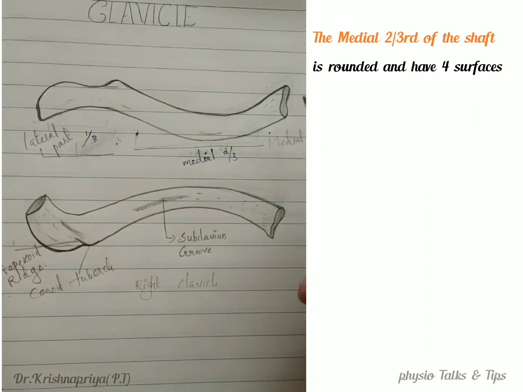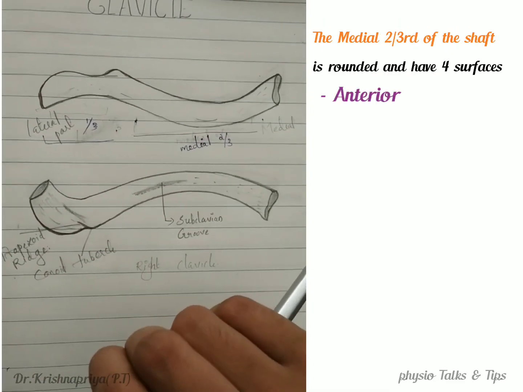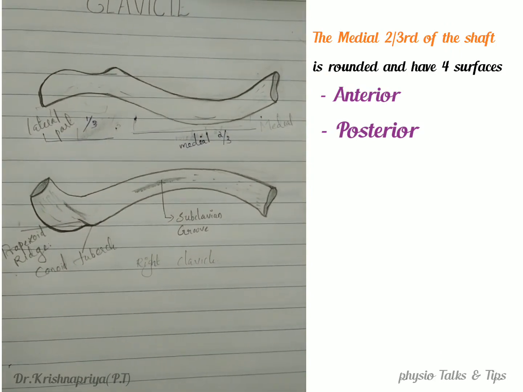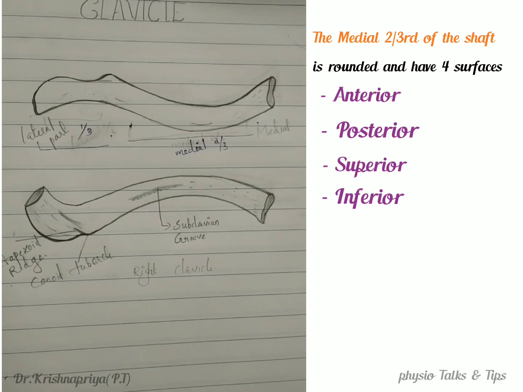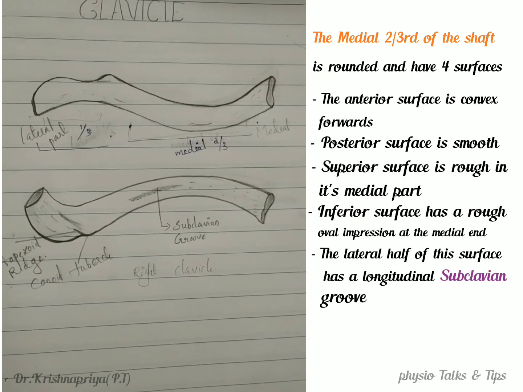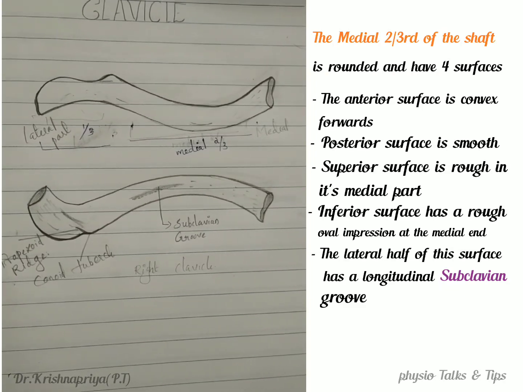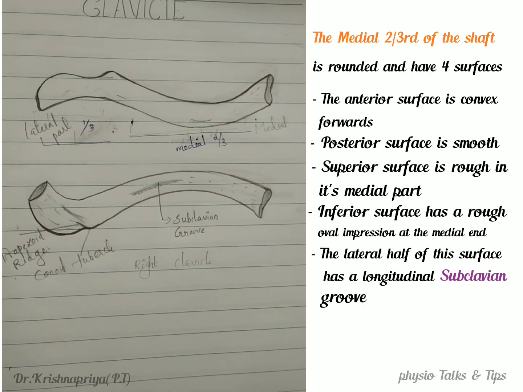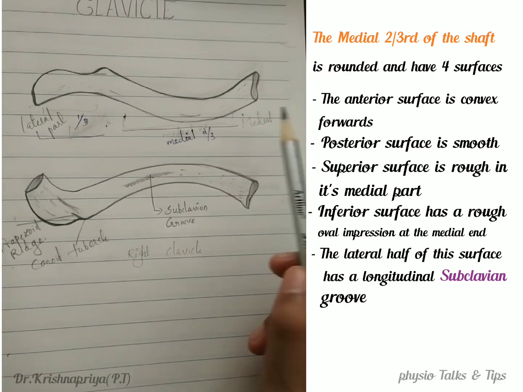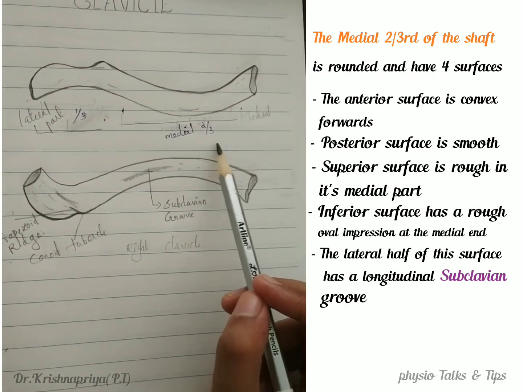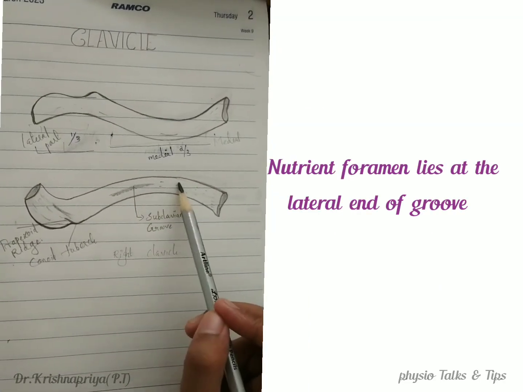The medial 2/3 of the shaft is rounded and it has four surfaces: the anterior surface, posterior surface, superior surface and the inferior surface. The anterior surface is convex forwards, the posterior surface is smooth, the superior surface is rough in its middle part, and the inferior surface has a rough oval impression at the medial end. The lateral half of the surface has a longitudinal subclavian groove. The nutrient foramen lies at the lateral end of the groove.